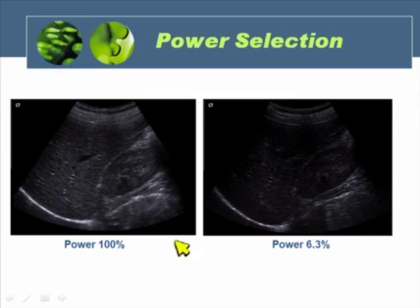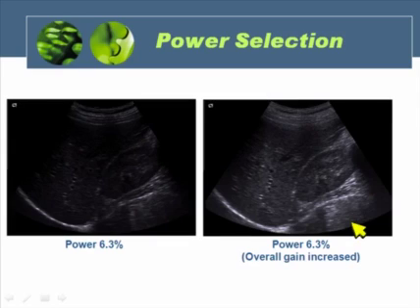So between the two choices of using 100% power or using 6% power, what should I do? Should I increase the power of this image right here? Or should I maybe just increase the overall gain? When given the choice between increasing power or increasing overall gain, your answer should always be increase the overall gain. Remember that gain is a receiver function, and that the receiver has no effect on the amount of power entering the patient.